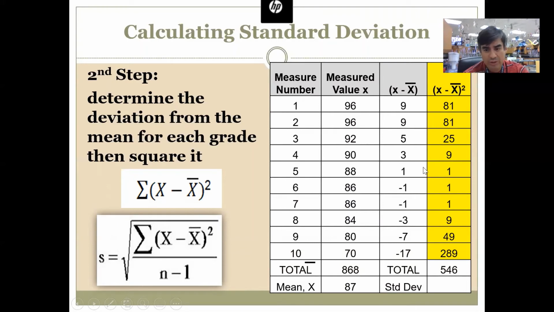3 squared, 9. 1 squared, 1. Notice you square a negative number, boom, positive. It goes away to 1. So you square every single one of the numbers. Then what you do is this symbol. Don't forget, you have to take the sum.